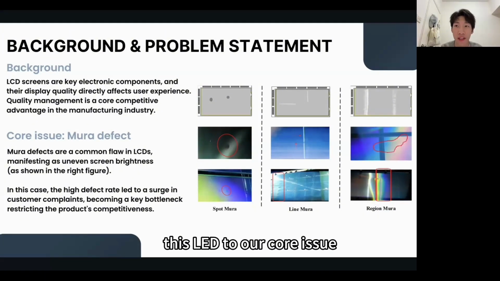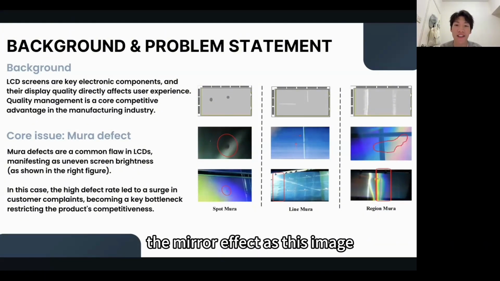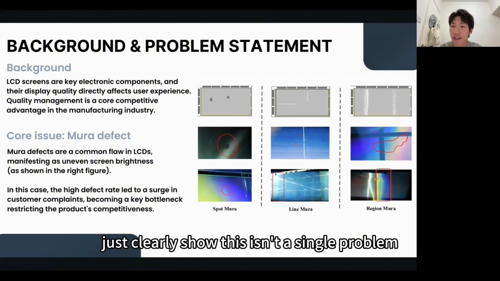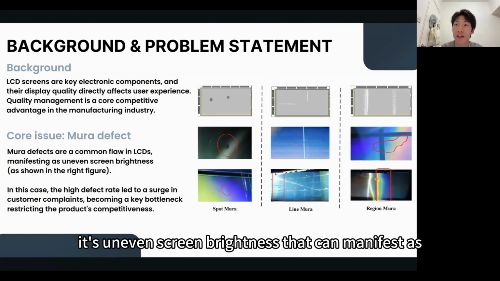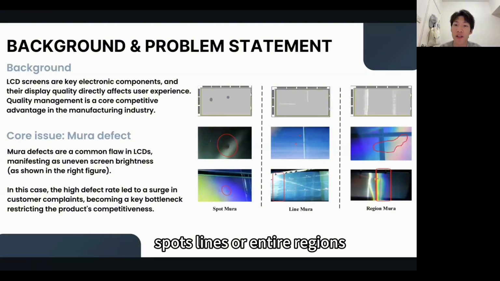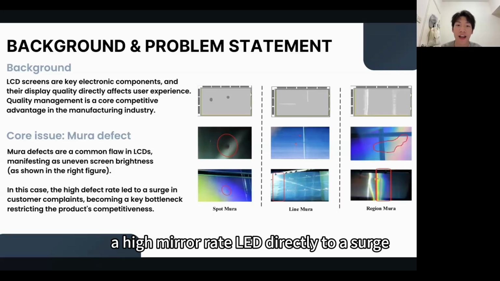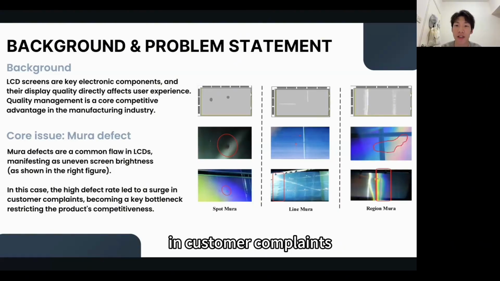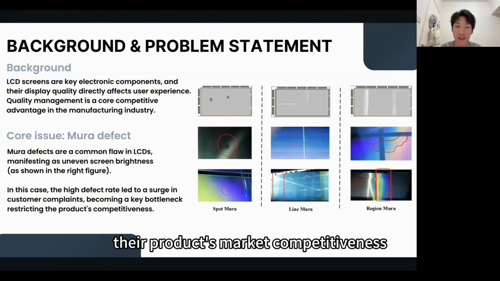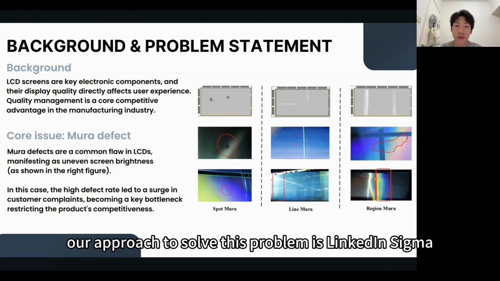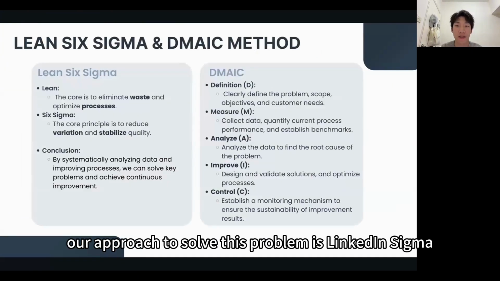This led to our core issue, the mirror defect. As these images clearly show, this isn't a single problem. It's uneven screen brightness that can manifest as spots, lines, or entire regions. This is a major quality flaw. In our specific case, a high mirror rate led directly to a surge in customer complaints, which were seriously hurting the product's market competitiveness. Our approach to solve this problem is Lean Six Sigma.